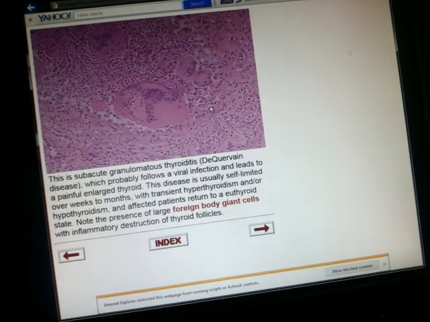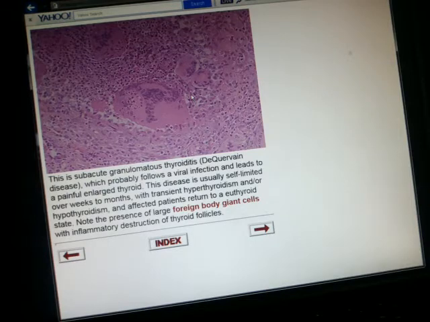This is another example of thyroid disease known as subacute granulomatous thyroiditis or de Quervain disease. De Quervain disease usually occurs following a viral infection and leads to painful swelling.